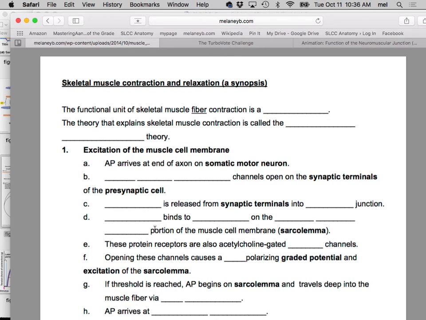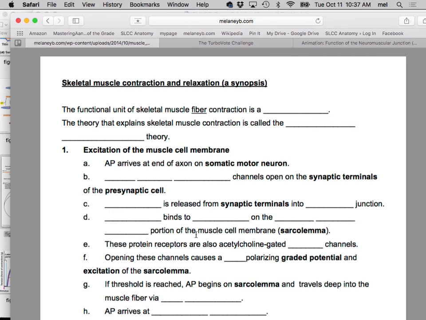Okay, we are at D now. We just released it, so that shouldn't be hard. What did we just release? Acetylcholine, okay, binds to, what does acetylcholine always bind to? Just generally, what does acetylcholine bind to? Receptors. Yeah, acetylcholine binds to receptors, yes.